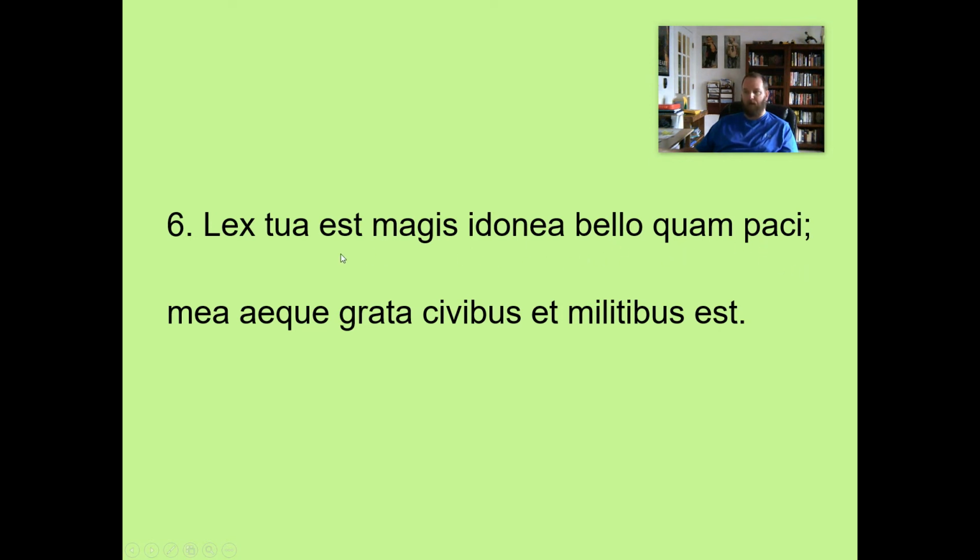Okay, now, let me break down a few things here. This word idoneus is one of those very irregular words that end in -ius or -eus. There's only a few of them, idoneus and aureus. Basically, they add magis to make the comparative, and they add maxime in front of them to make the superlative. So they're pretty irregular. So this is the comparative, magis idonea.